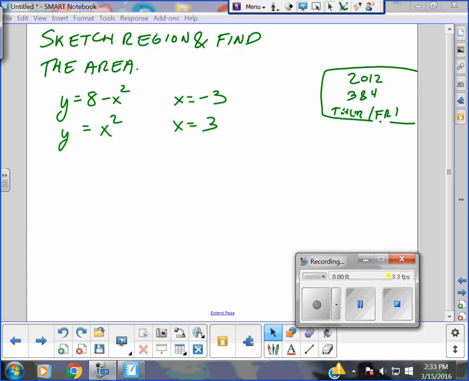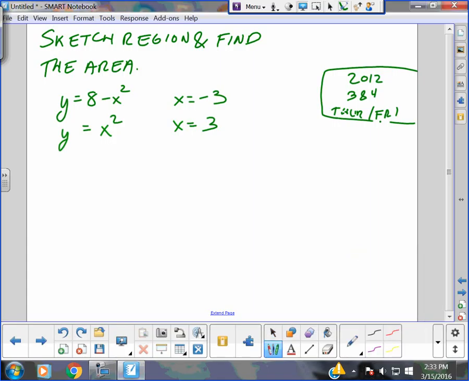Alright, so if I'm going to find the area of the region, the first thing I need is at least a decent sketch of the curves. Y equals x squared is the easy one, so we do that first.